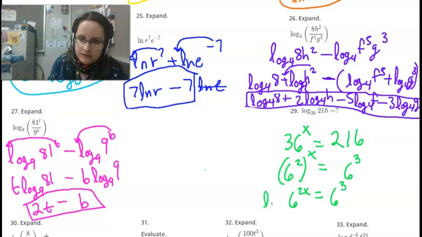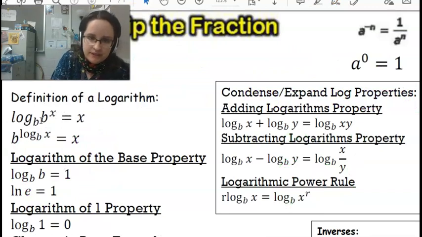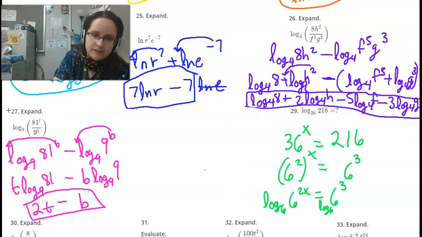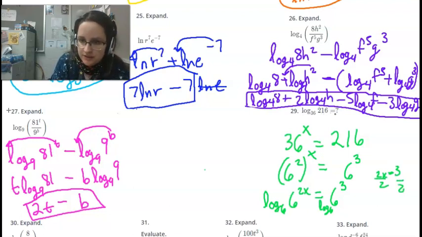Log base 6 both sides. And we could do that from our definition of a logarithm. If you take the log of that base on both sides, it just gives you what's left in the exponent. So we're left with 2x equals 3, divide by 2. So log base 36 of 216 equals 3/2.